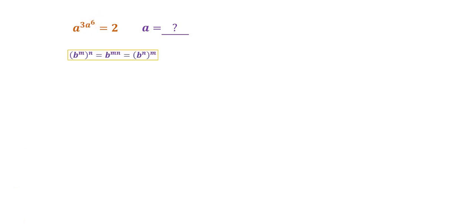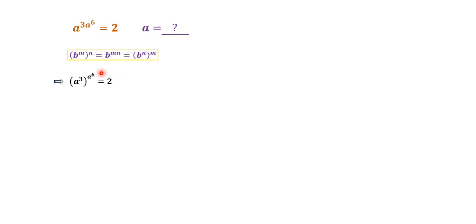So we can apply the rule b to the power of m, then to the power of n is equal to b to the power of m times n. It's equal to b to the power of n, then to the power of m. So with this rule, the original equation can go to a to the power of 3, then to the power of a to the power of 6 is equal to 2. So we move 3 into the brackets and we have this equation.